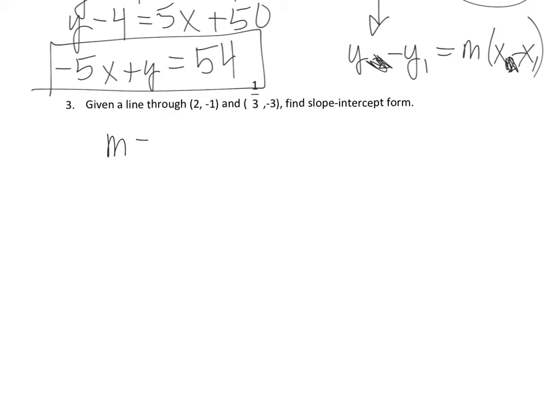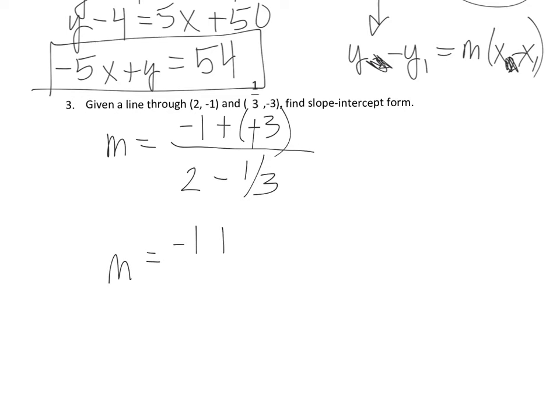Okay, next one, given 2 points, find slope-intercept form. First we've got to find our slope. We can go either way: negative 1 minus negative 3. Let's do it that way, negative 1 minus negative 3, and then we have 2 minus a third. It also works nicely since the fraction is second. Not that it makes it much easier, but maybe a little bit. So here, let me clean that up. As I clean this up, I'll go ahead and talk through this.